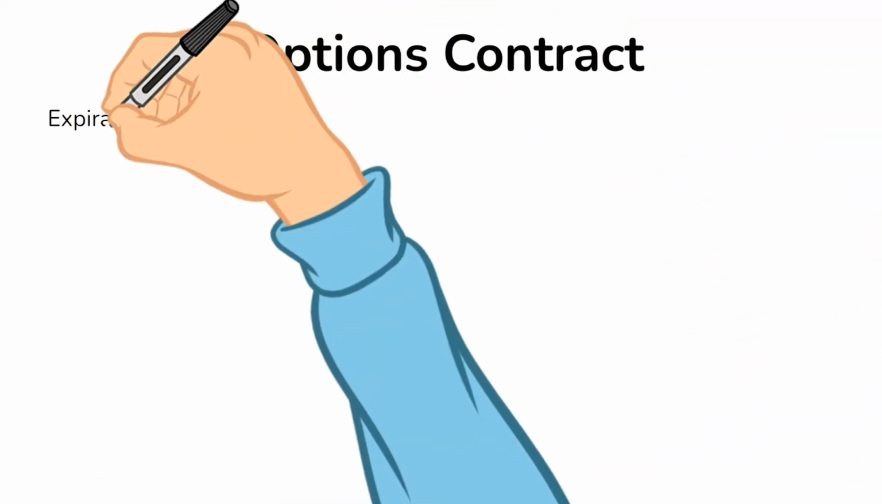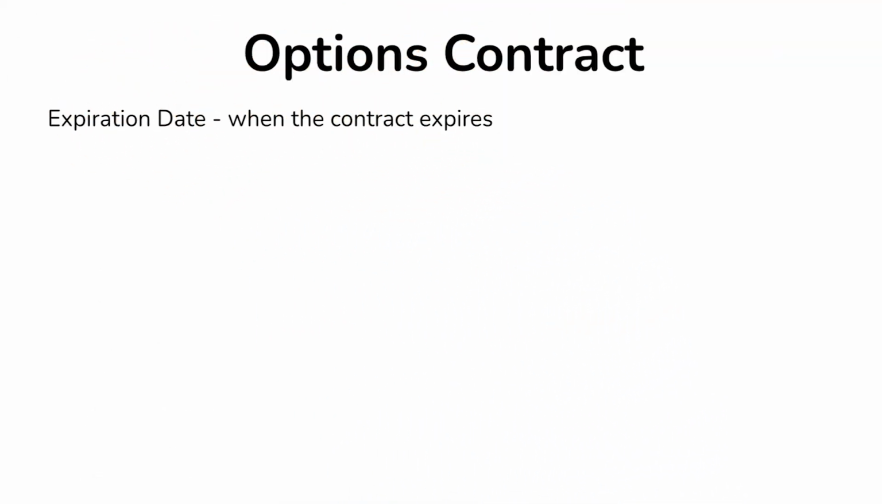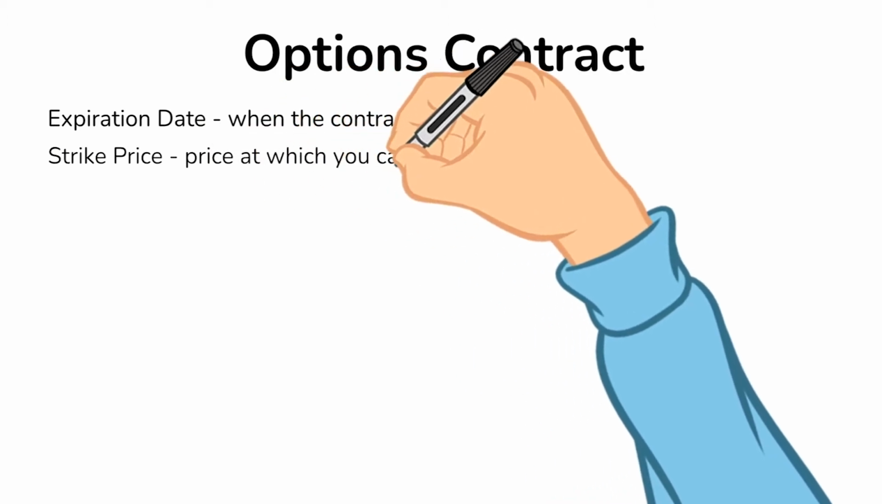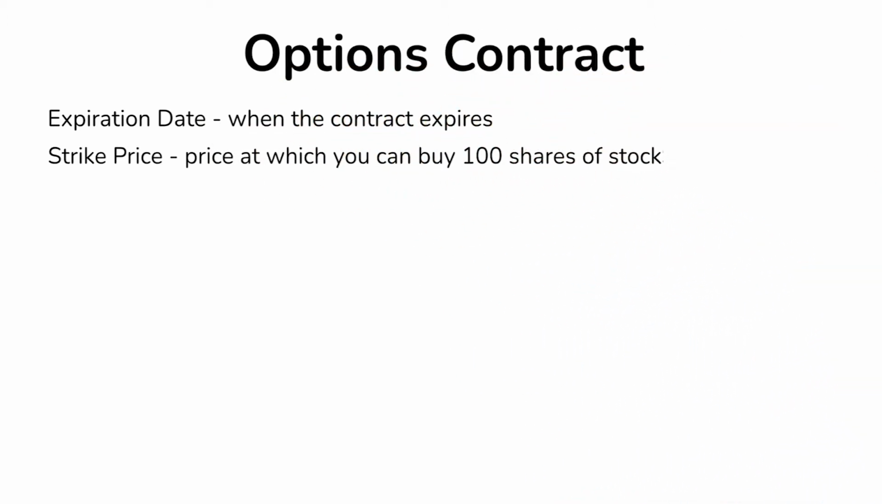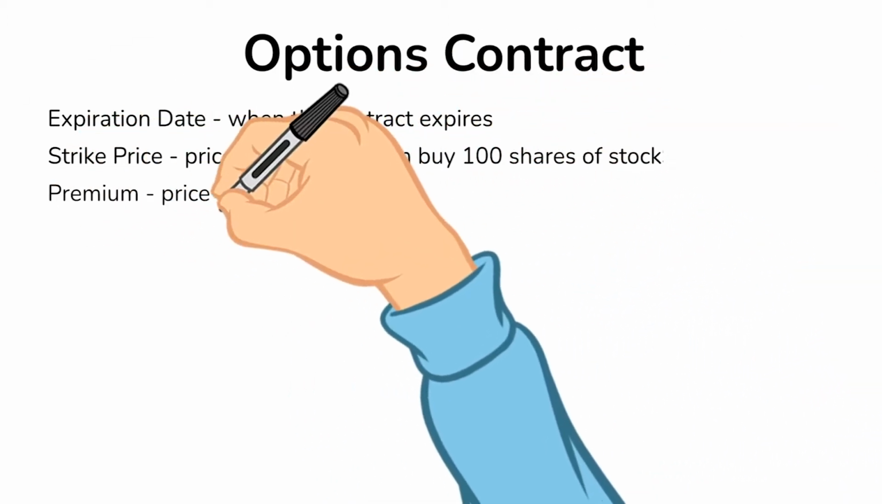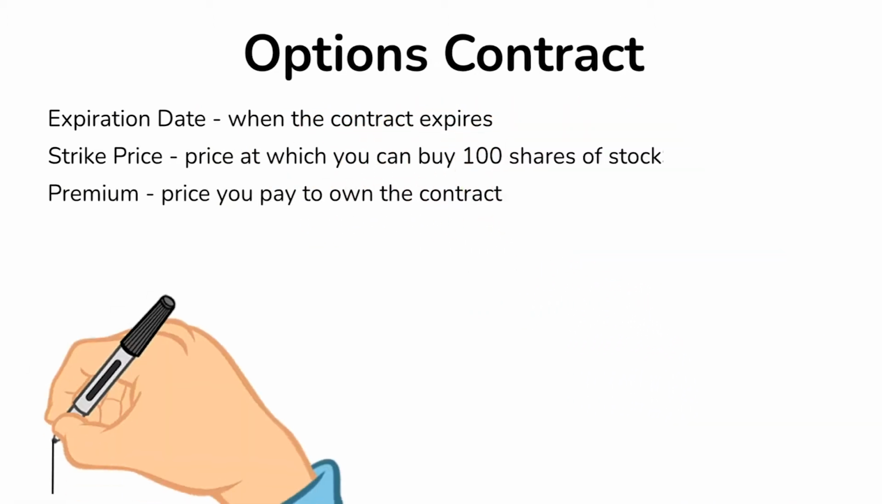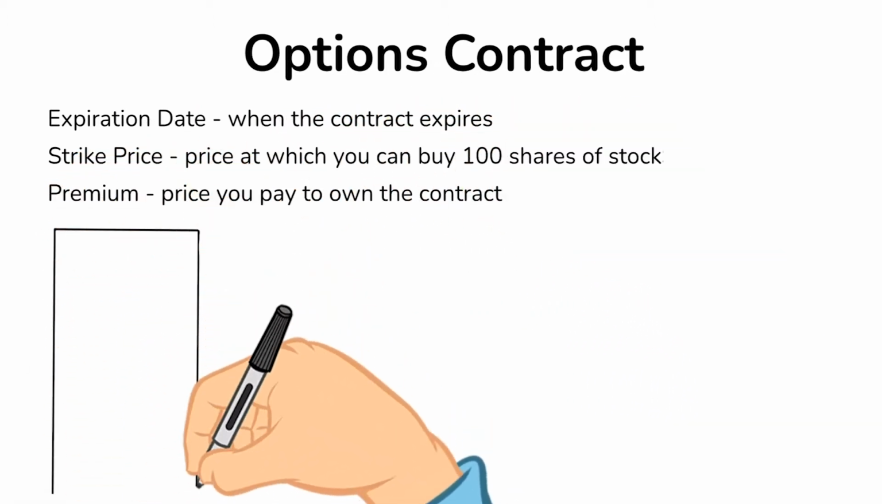So expiration date is the date when this contract expires. Strike price is the price at which you can buy the 100 shares of that stock. And the premium is the price you pay to own that contract. So now let's take a look at an example.